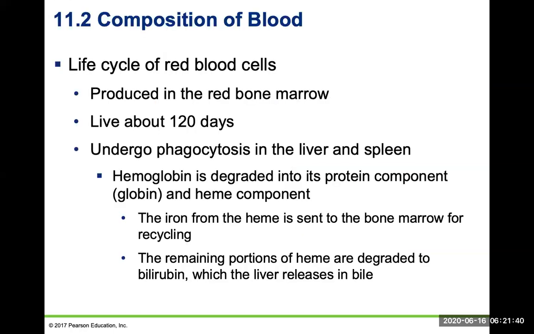The life cycle of red blood cells: they're produced in the red bone marrow, and they live about 120 days in the system. And then they undergo phagocytosis, which is the breaking down of them in the liver and your spleen. Hemoglobin will be degraded into the protein component and then be recycled.